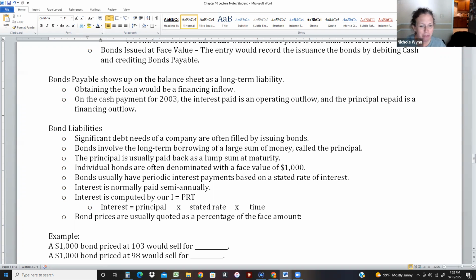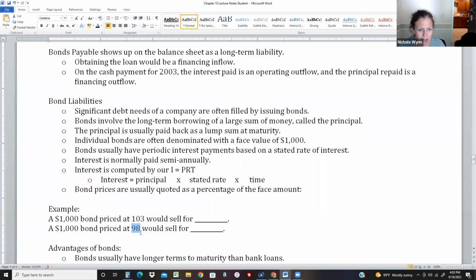Okay, so bonds are usually quoted as a percentage. If you go and purchase a bond on the market, they usually are quoted as a percentage of the face amount. So here's some examples of that. $1,000 bond priced at 103. When you see that, you might not know what it means, but it means 103% of the face value. And $1,000 bond priced at 98. Let's do that one first. $1,000 bond priced at 98 means 98%.